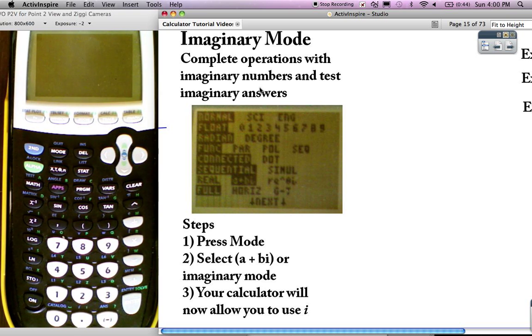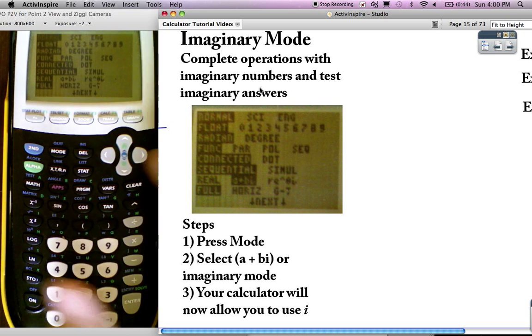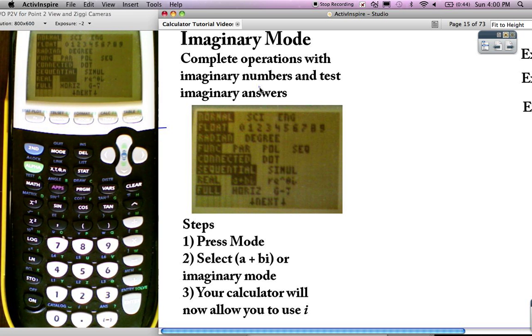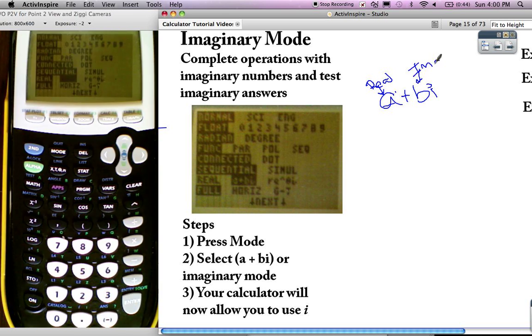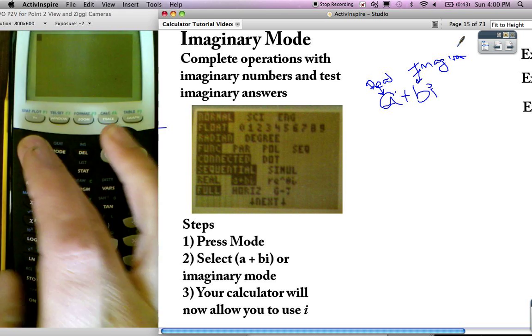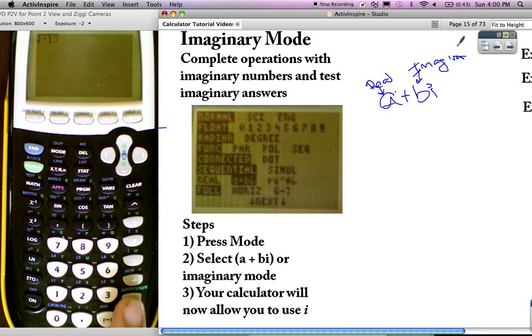The imaginary mode is found when we press mode, and you're going to scroll down and switch from real to a plus bi. And if you remember when we first started talking about imaginary numbers, we said there were two parts to an imaginary number, a plus bi, where this is our real part of our answer, and this was the imaginary. So by turning that mode on, what I'm telling my calculator is I want you to accept that we can take the square root of -1.